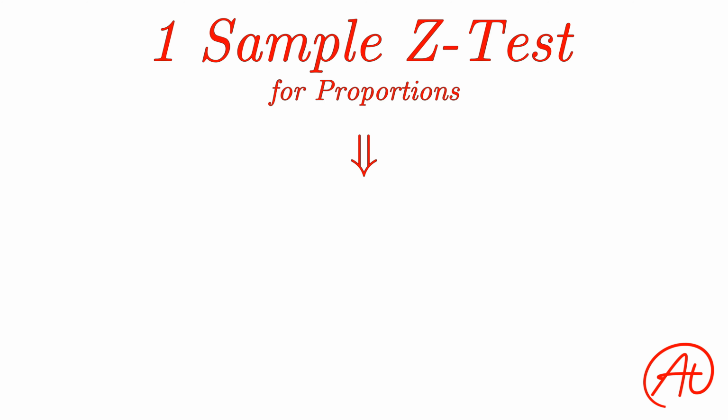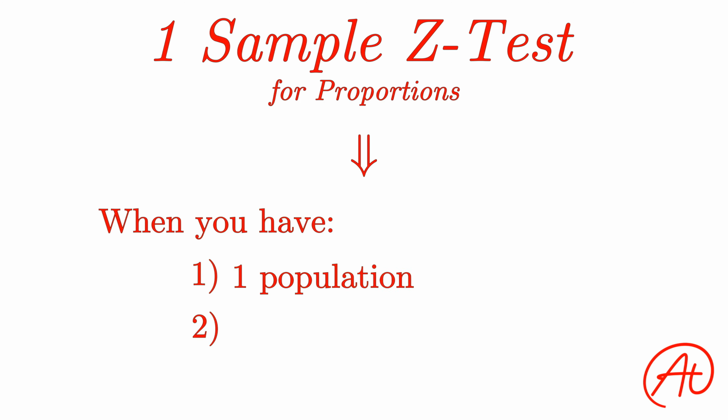So when would you use a one sample z-test for proportions? Well, the answer to that is a lot more straightforward than some of the other types. You would use this type of hypothesis test whenever you have one single population you are pulling data from and your data is in the form of a proportion, as opposed to a mean or another measure.